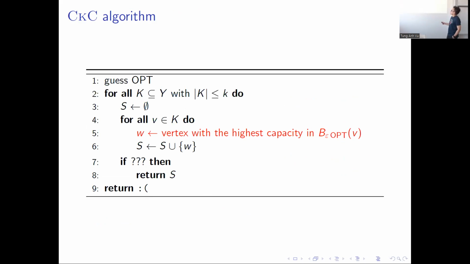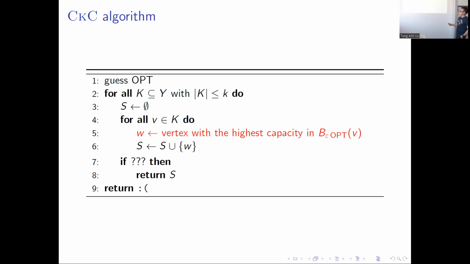So first, for every subset of size at most k of the net points, and for each net point, I look from it at a vertex which has the highest capacity that is nearby, and I add that to my solution. And of course, now the question is, what does it mean for some points to be a solution? Because before, in k-center, we were looking for a covering of the graph by balls. Now we're looking for some assignment. So how do balls correspond to functions? I will show that later.